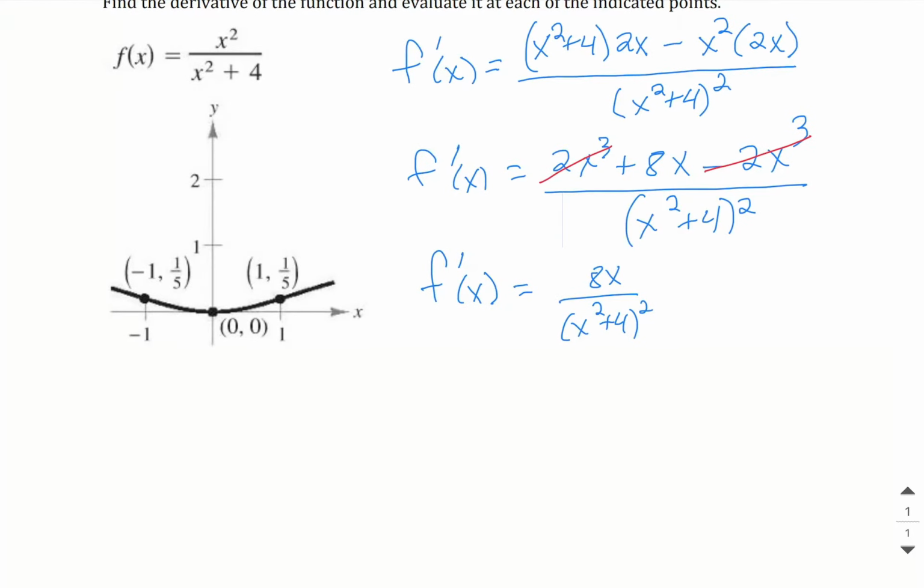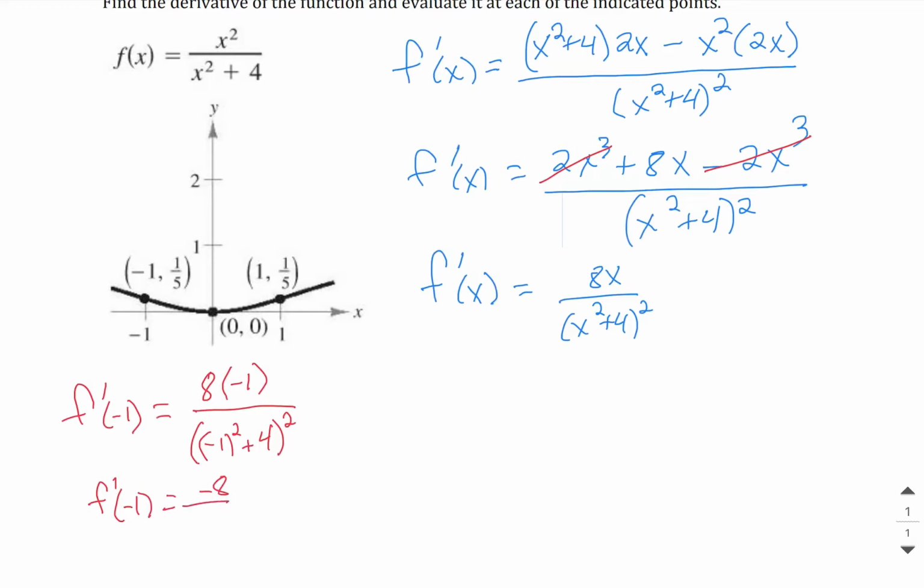So I'm going to just keep the graph up here, and let's take a look at evaluating these derivatives. So first one I want to take a look at is the negative one. We'll just go left to right. So what I'm going to do is find the value of the derivative at -1. Really, what that just means is I take f prime of x, the derivative, and substitute that -1 in there. So it's going to be 8 times -1 all over -1 squared plus 4 squared. When we evaluate this, we know that f prime at -1 is equal to -8 over 25.